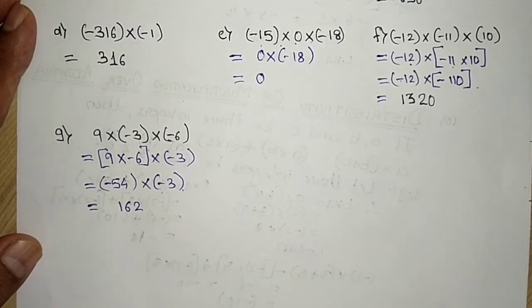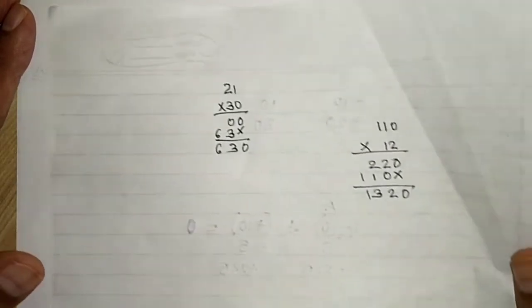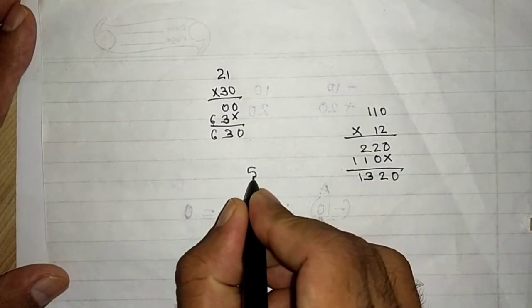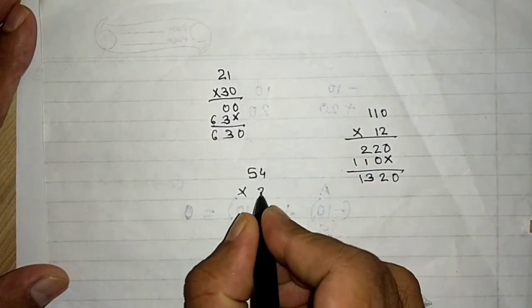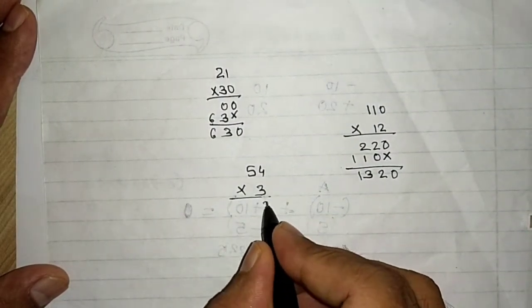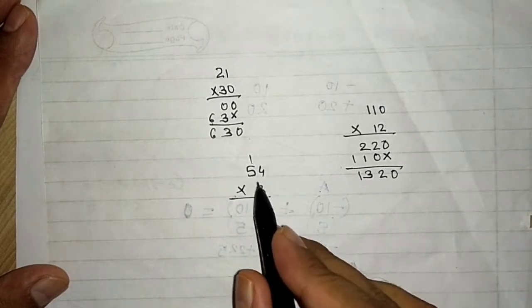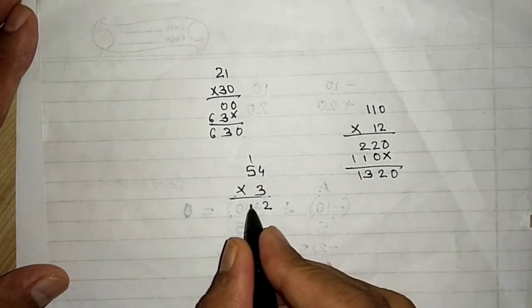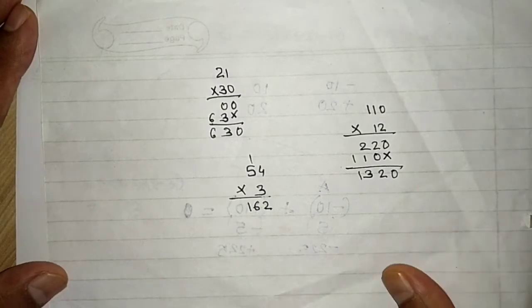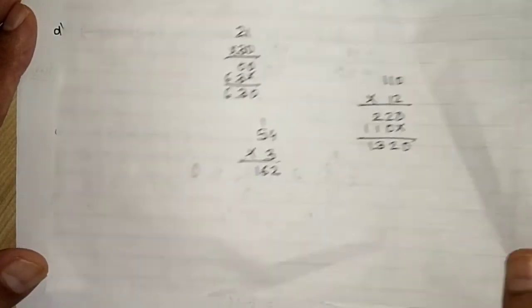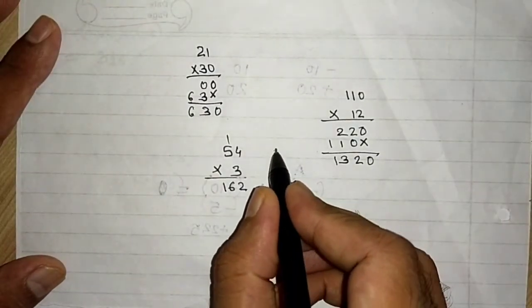162, minus into minus will be plus. Since it is 2 minus, your resulting answer will be plus. Let me check in rough page. 54 into 3: 3 4s are 12, 1 carry, 5 3s are 15, plus 1, 16. It is 162, students. How did I calculate?